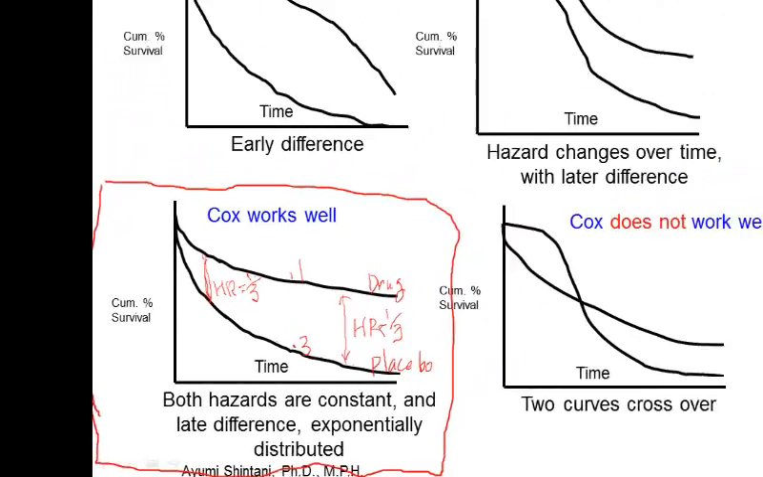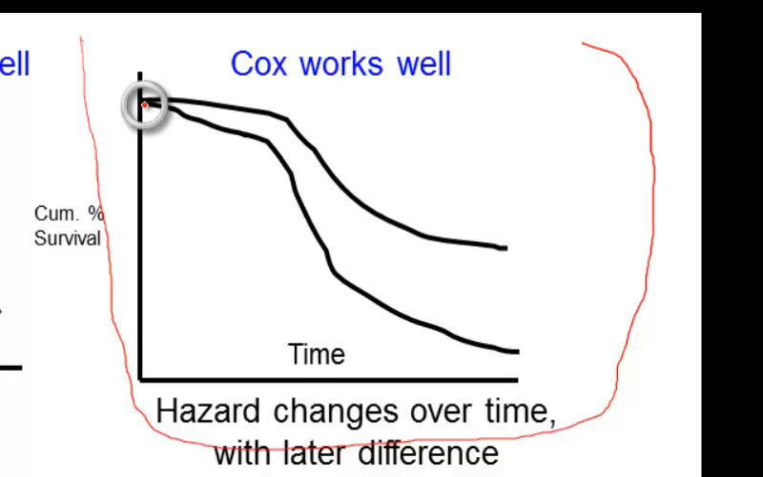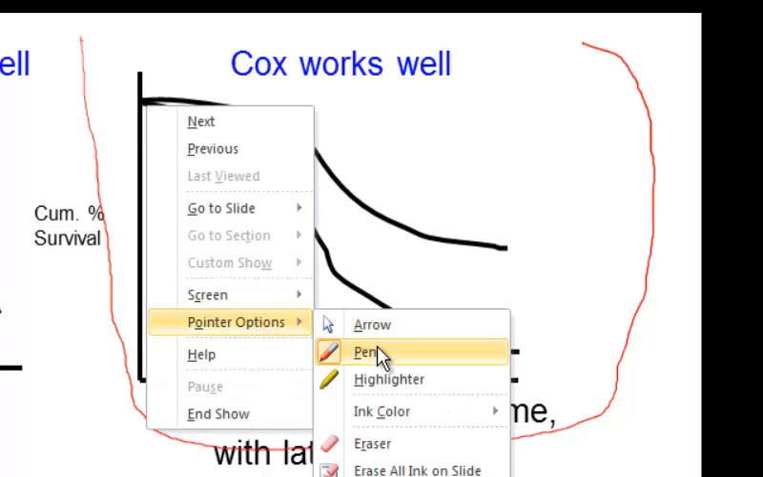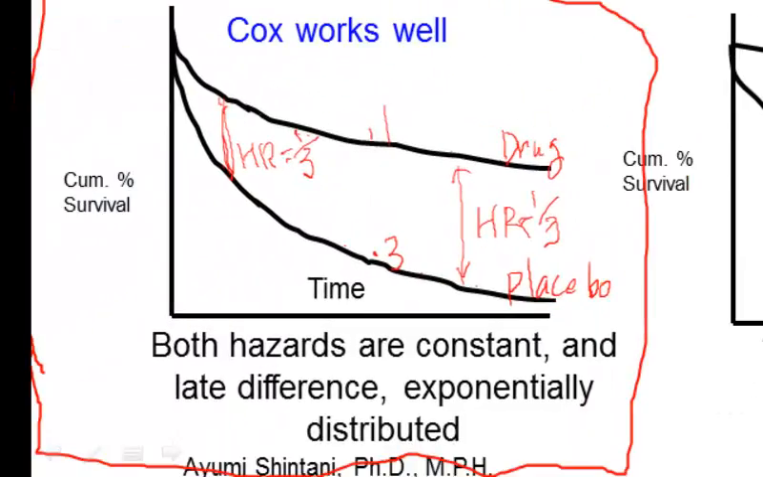And then let's look at this graph. In this graph, we have a strange looking hazard. Let's say this is the drug group, and this is the placebo. At the beginning of the study, both drug and placebo have lower risk. Then in the middle of the study, risk accelerates. And then toward the end of the study, you have a stabilized risk. So risk is changing. It's no longer constant, like in this example.